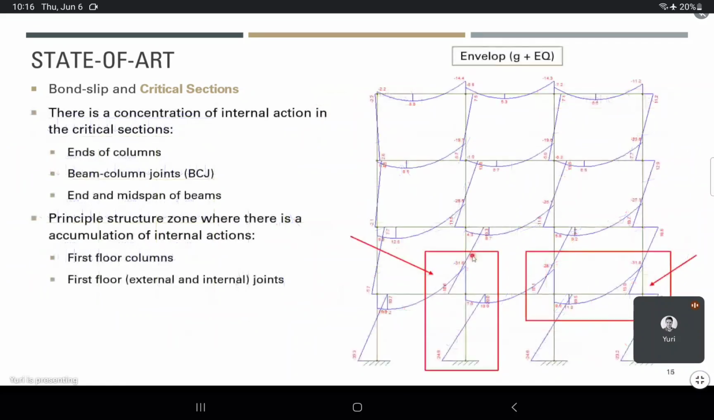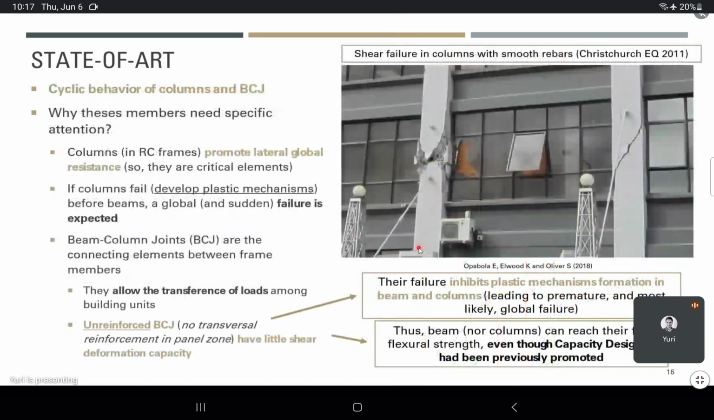And when you have a combination of both, you see that actually in reinforced concrete frames, the part that is most subjected to internal stress is the first floor: beam column joints, columns, and the ends of beams and the floors. So this is something that is really important.